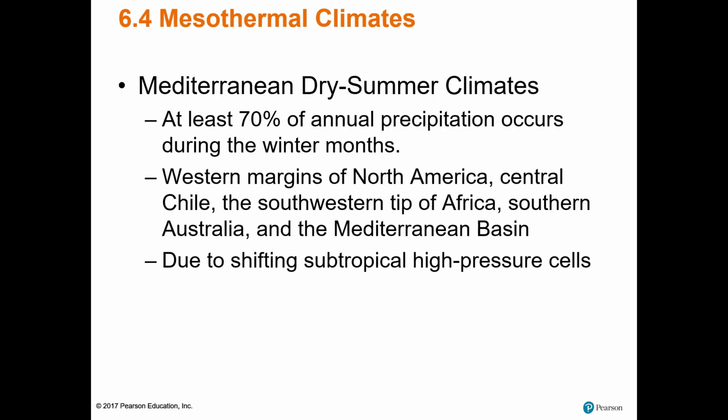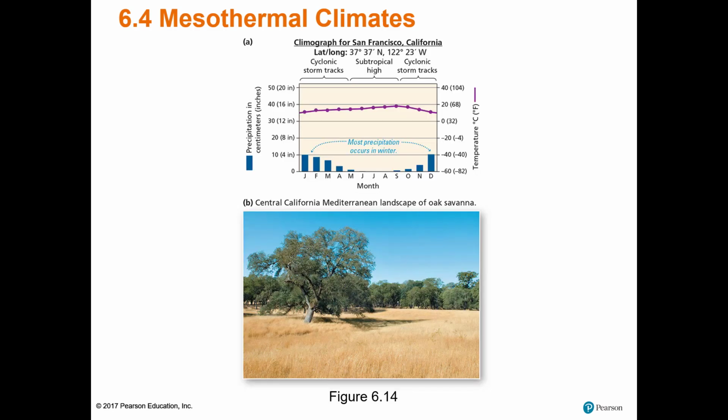In Mediterranean dry summer climates, at least 70% of the annual precipitation occurs during the winter months. This occurs on the western margins of North America, central Chile, southwestern tip of Africa, southern Australia, and the Mediterranean basin. This is primarily controlled by the shifting subtropical high pressure cells.